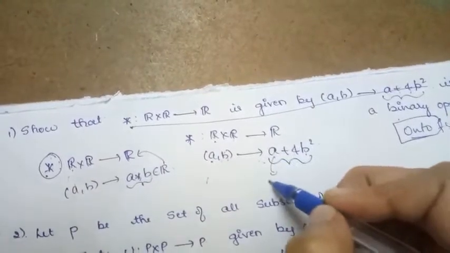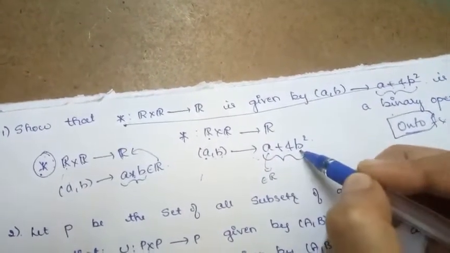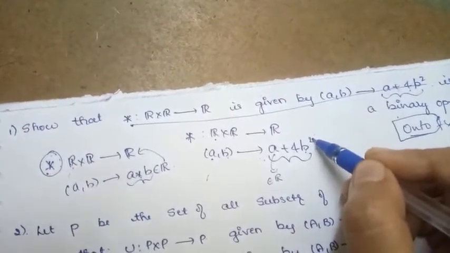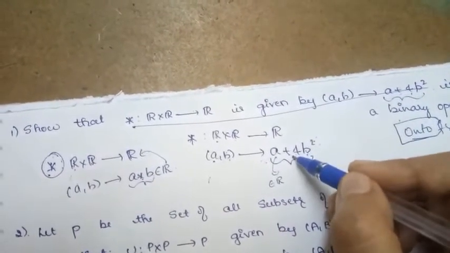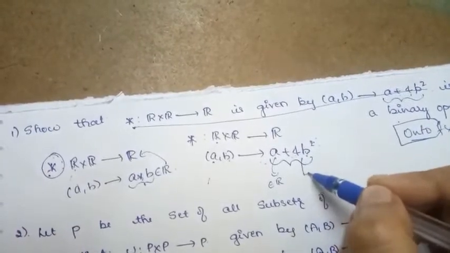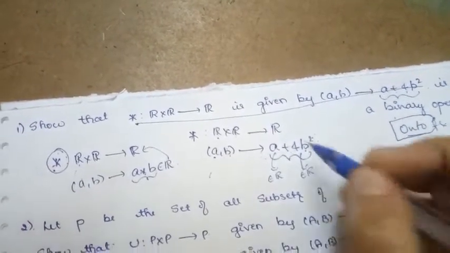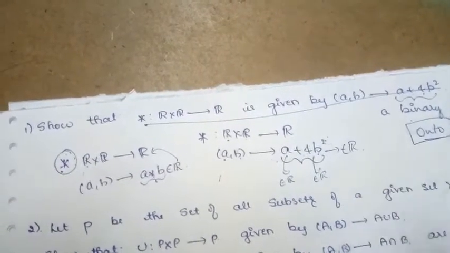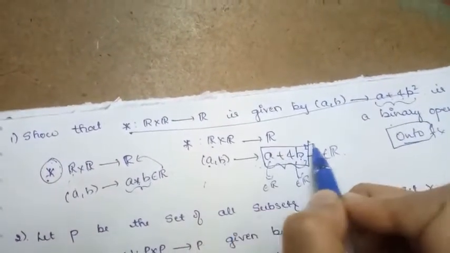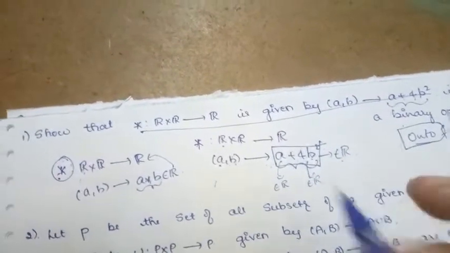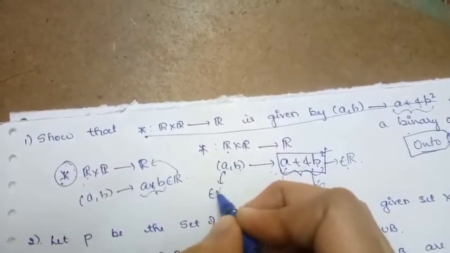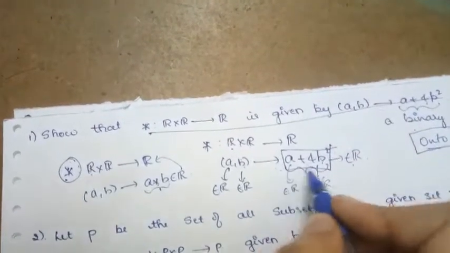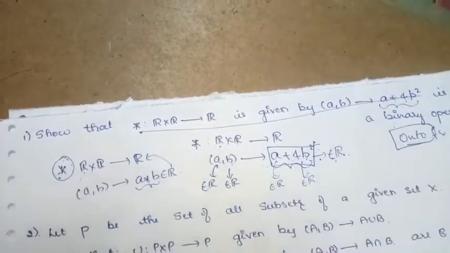Clearly a also belongs to the set of real numbers. b square, if I take the square of a real number, that also belongs to the real numbers. If I multiply by 4, even this term belongs to the set of real numbers. The sum of two real numbers also belongs to the set of real numbers. Clearly a plus 4b square belongs to the set of real numbers for any real numbers which we have taken, right? So clearly a plus 4b square belongs to the set of real numbers.